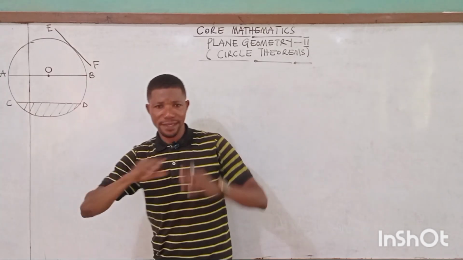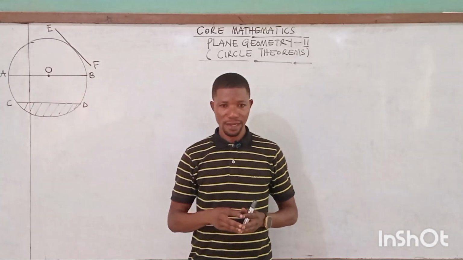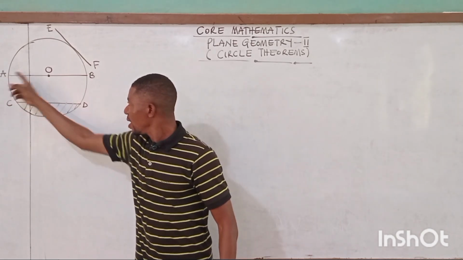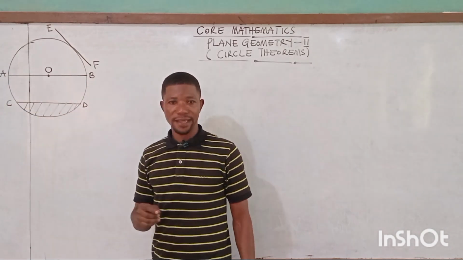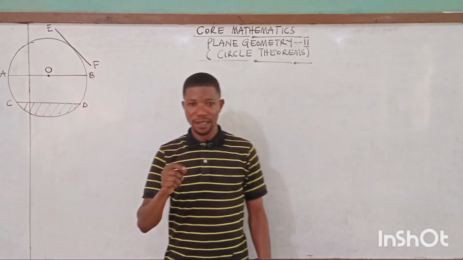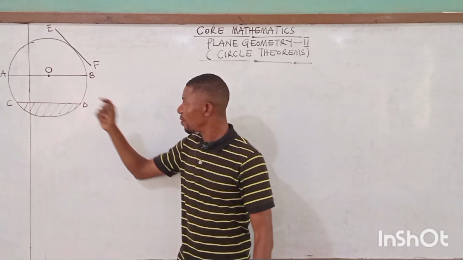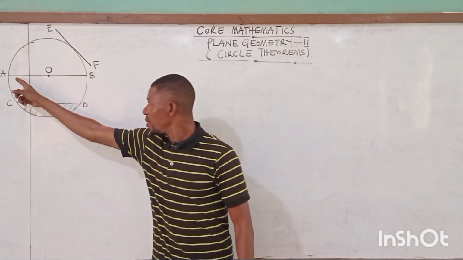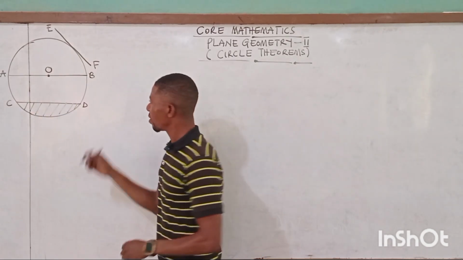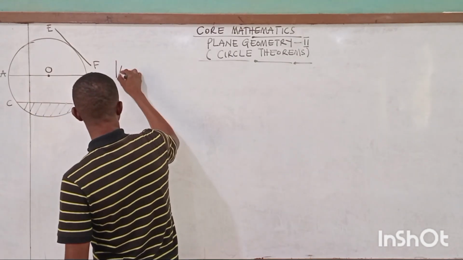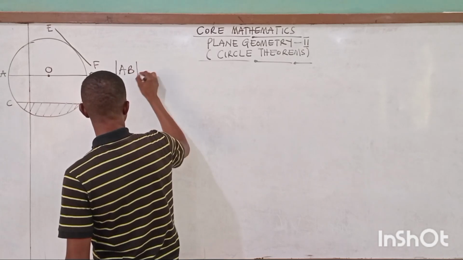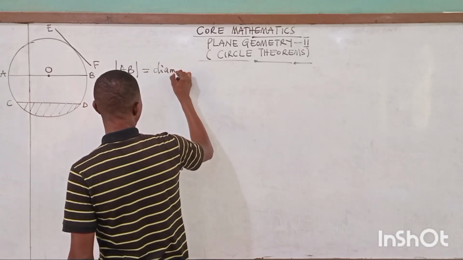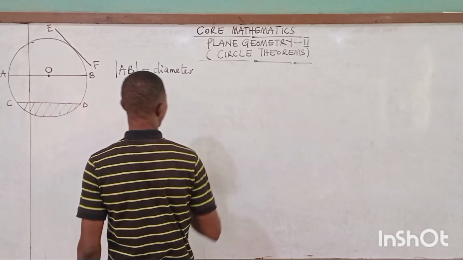There are several parts a circle has. You can see line A to B is the diameter of the circle. It's a line segment that divides the circle into two equal parts. That's the diameter of the circle. So we have length AB as the diameter of the circle.